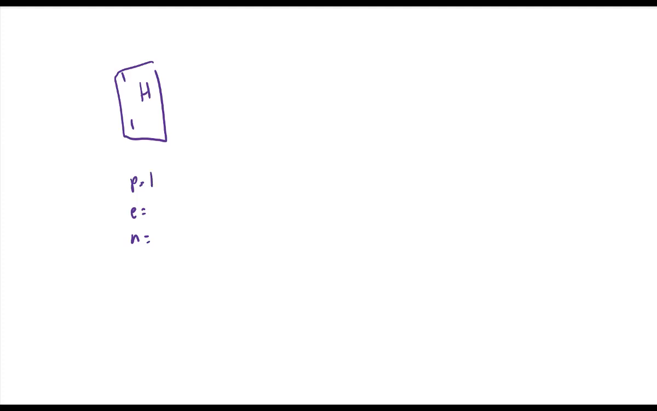It has one proton because it's that number. It also has one electron because they're the same, but the number of neutrons is 1 minus 1, which equals 0. So hydrogen atoms are made up of one proton and one electron.